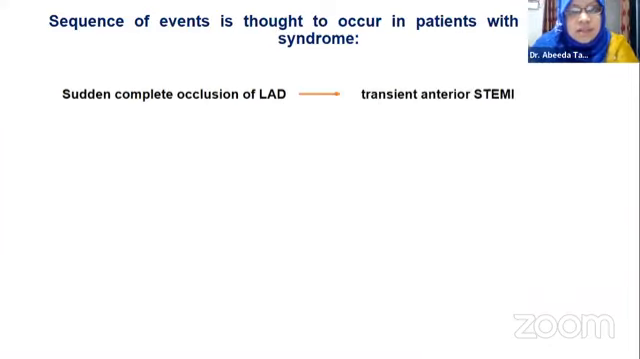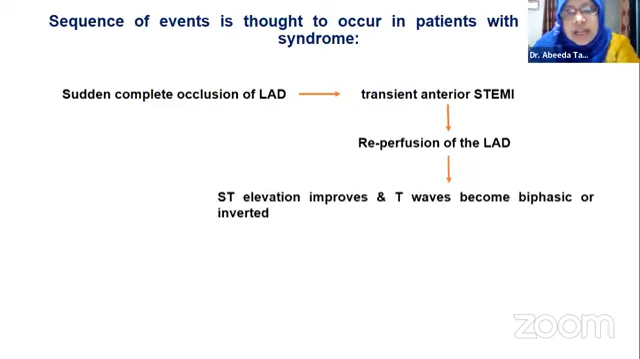So the possible sequence of events in Wellens syndrome is a sudden complete occlusion of the proximal left anterior descending artery, followed by a transient anterior ST elevation MI. But by some mechanism, there is reperfusion, autothrombolysis, or loading treatment. So there may be reperfusion of the LAD, and ultimately there is improvement of the ST elevation. Maybe the ECG was not taken at that time; if it had been, there might have been a transient ST elevation MI in the ECG.